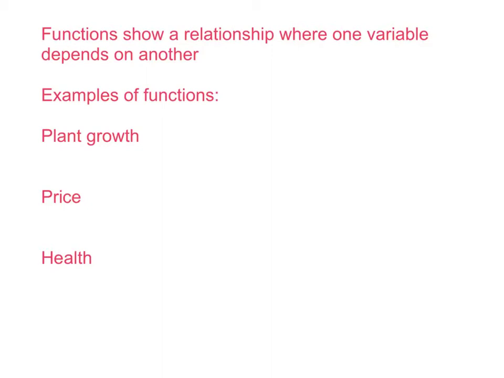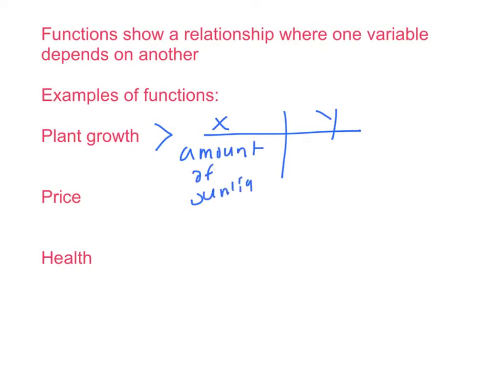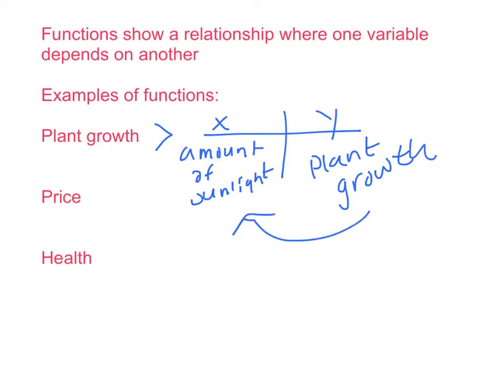Here are more examples of functions that will represent independent and dependent variables a little bit better. So remember that functions show a relationship where one variable depends on another. So plant growth. For plant growth, we have an independent and dependent variable, an x and a y. The amount of sunlight is going to be our x, while y will be plant growth, because plant growth depends on the amount of sunlight.